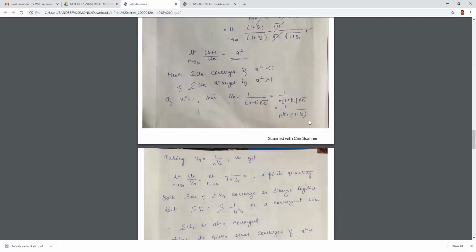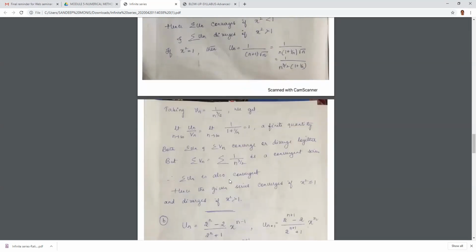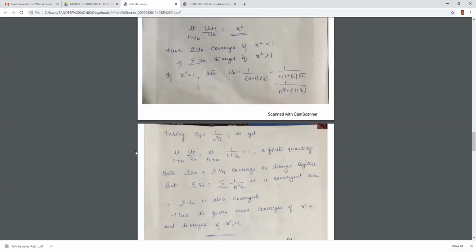We got it like this. And if I put limit n tending to infinity, what will you get? Can you notice 1 by infinity is 0, and 1 plus 1 by infinity is 0. So do we get limit un equal to 0? If limit un equal to 0, then what can we conclude? The given series is convergent. Or else we can do it like this also.